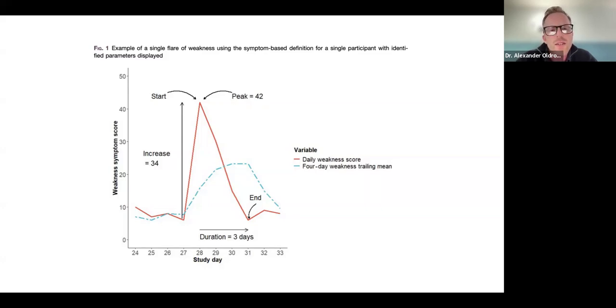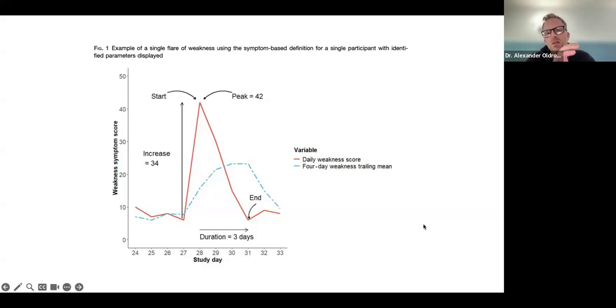So the red line is a representation of a flare in one person. You can see on day 24, this is the weakness in red. The weakness score is quite low, remains low on day 25, day 26, day 27, but then on day 28, it shoots up. So we could say this is the start of a flare on day 28, and this is the peak, because after that, it reduces back down. And then when it goes back down to the baseline on day 31, this is the end. So the duration of this flare was 3 days.